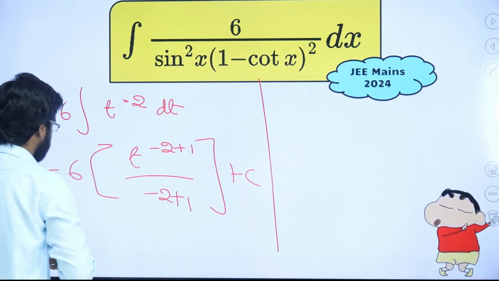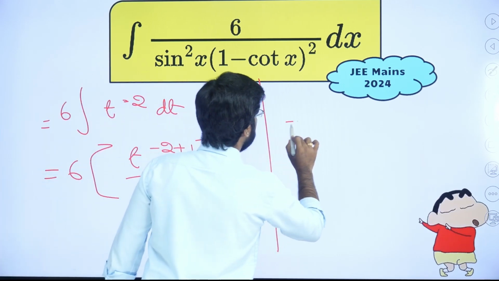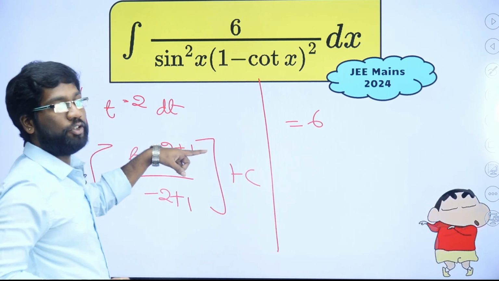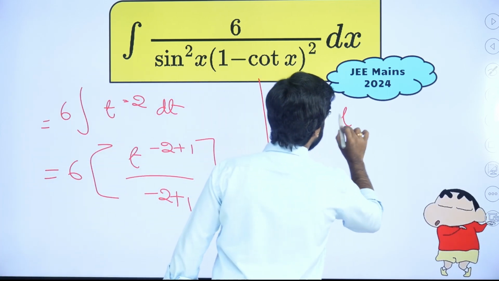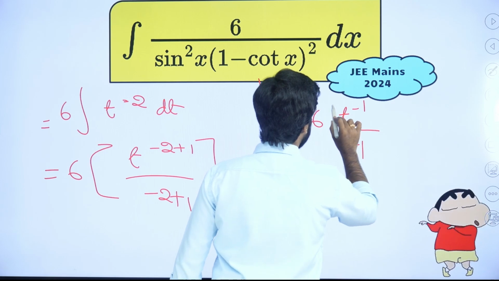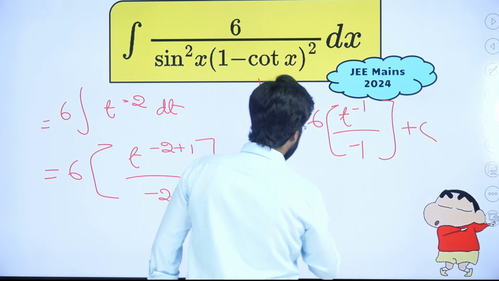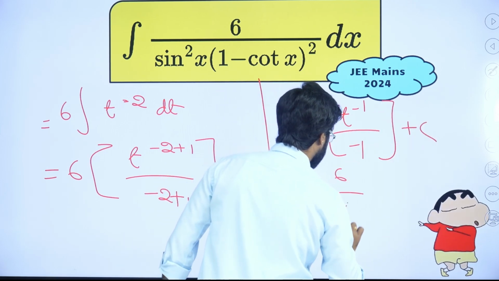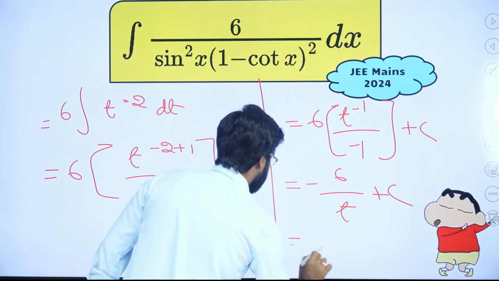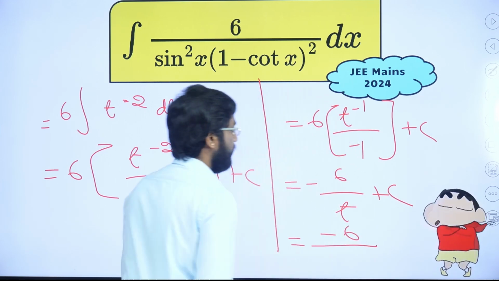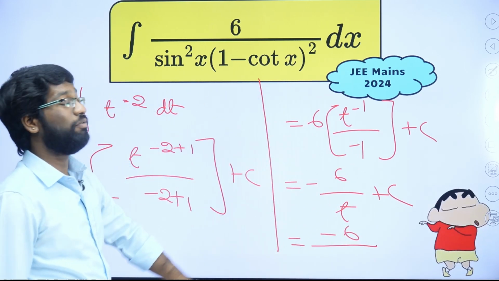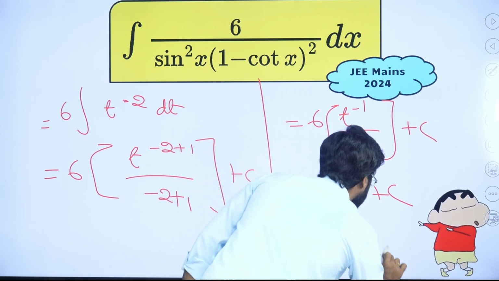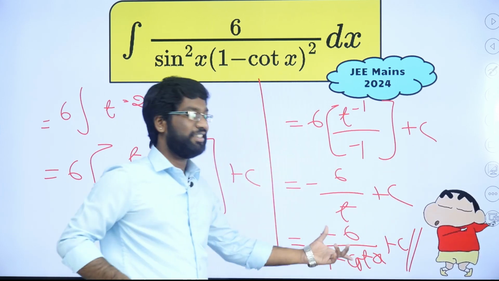Don't forget this plus c, my dear students. Now it is equal to 6 times t power minus 2 plus 1, that is t power minus 1, divided by minus 1. So here the answer is minus 6 divided by t plus c. So the final answer is minus 6 divided by what I have taken for t, 1 minus cot x, plus c, my dear students. So this is the final answer.